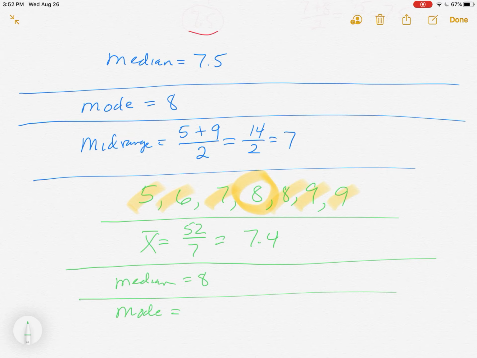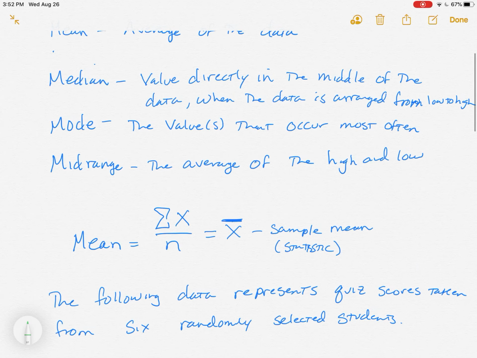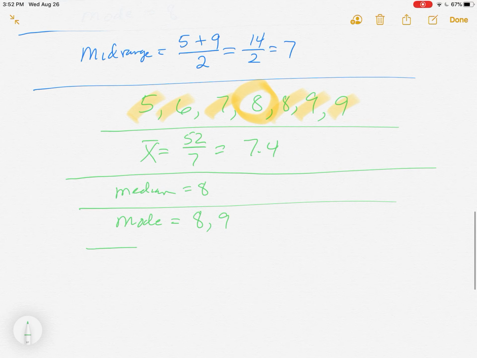What value is repeated most often? Well, 8 is repeated often, and so is 9. So both 8 and 9 are the mode. If you remember my definition, it was the value or values that occur most often. So there could be more than one. There could actually be none. None would happen if no value was repeated.